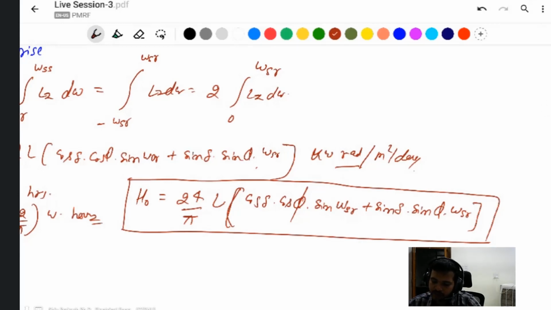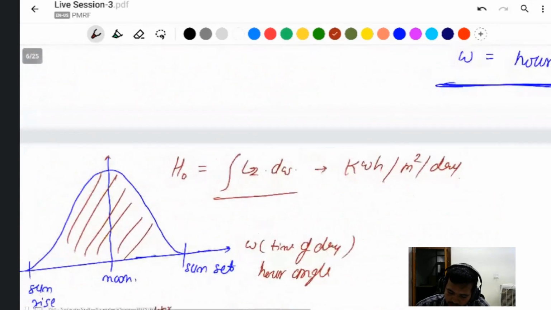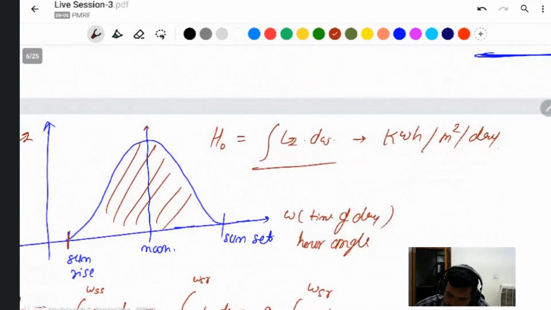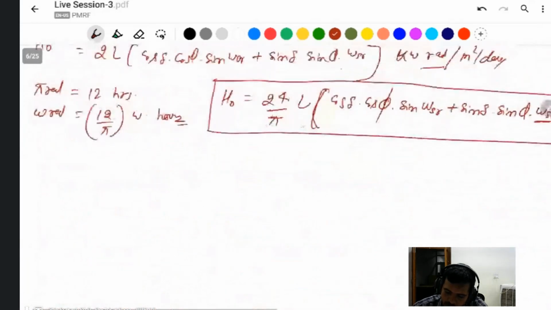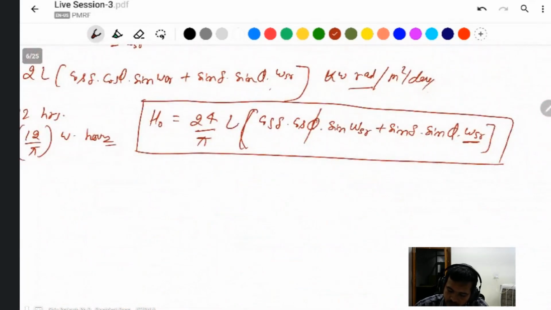For calculation of omega SR at sunset and sunrise, the radiance will be 0, the insolation will be 0. You can say at the point of sunrise and sunset, the Lz will be 0. Now put the value of Lz, the overall energy will be 0. Then you can find the omega SR.